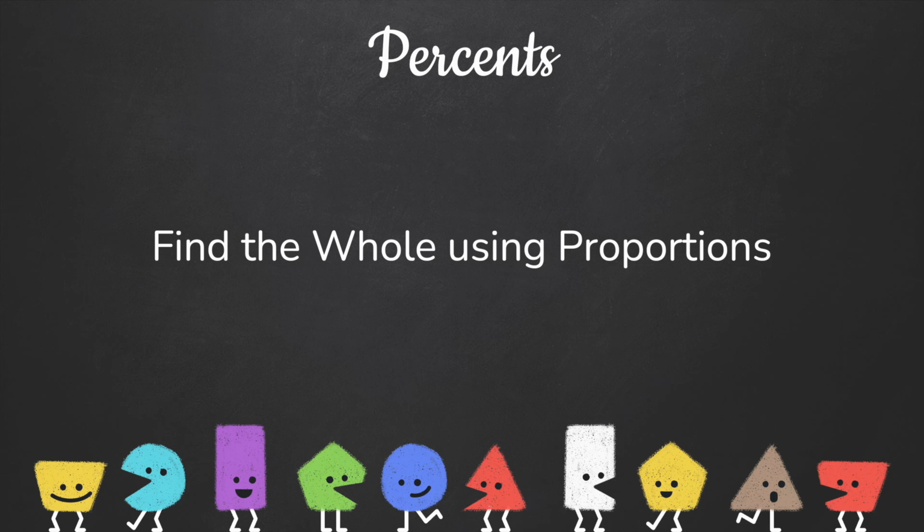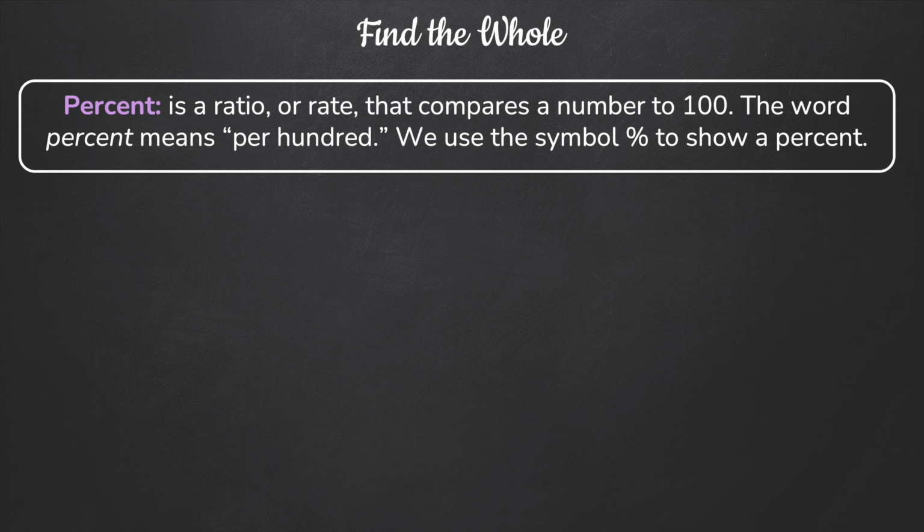Hello, mathematicians. Today we're going to be learning about percents, more specifically how to find the whole using proportions. To get us started, let's quickly go over what a percent is. A percent is a ratio or rate that compares a number to 100. The word percent means per 100. We use the symbol as shown to show a percent.